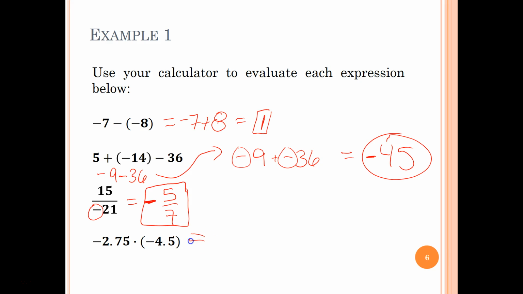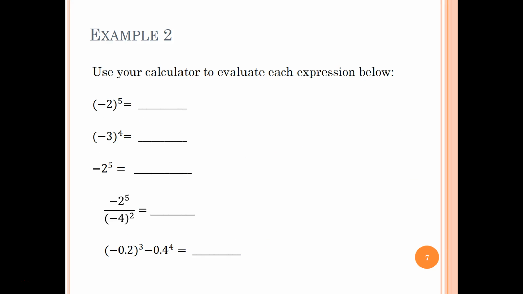Now here we have negative times negative, which gives us a positive result. And when you multiply these values together, you get 12.375. All right, I think we're ready to move on.